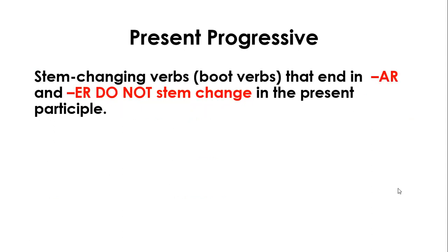Since we aren't conjugating stem-changing verbs, the boot verbs, we're changing them into a different part of speech, a participle. AR verbs and ER verbs that were boot verbs before do not do the E to IE or O to UE or U to UE in the present participle.